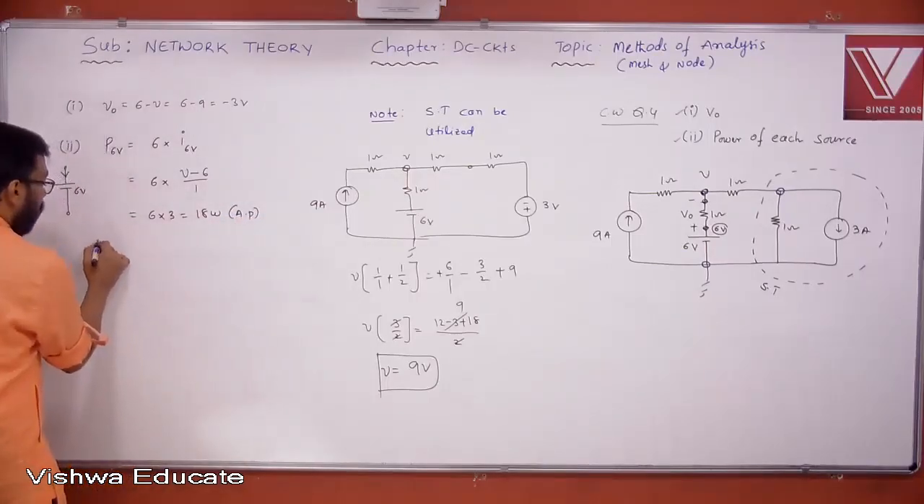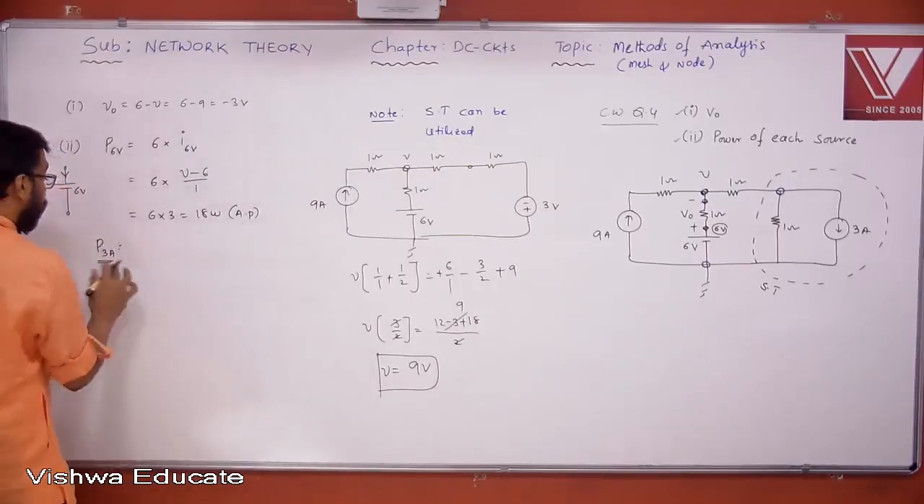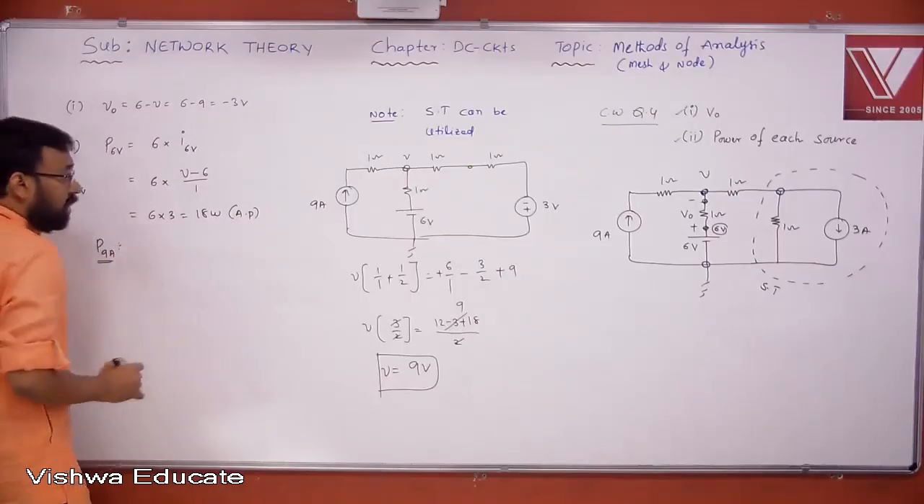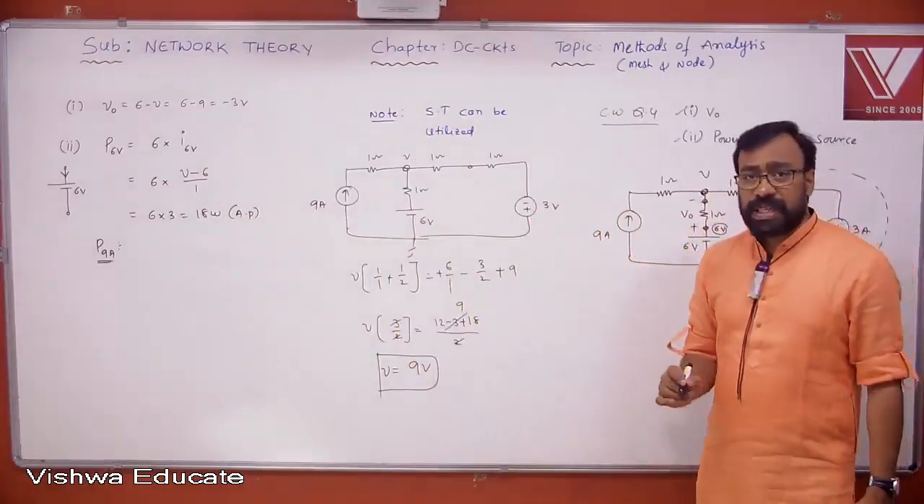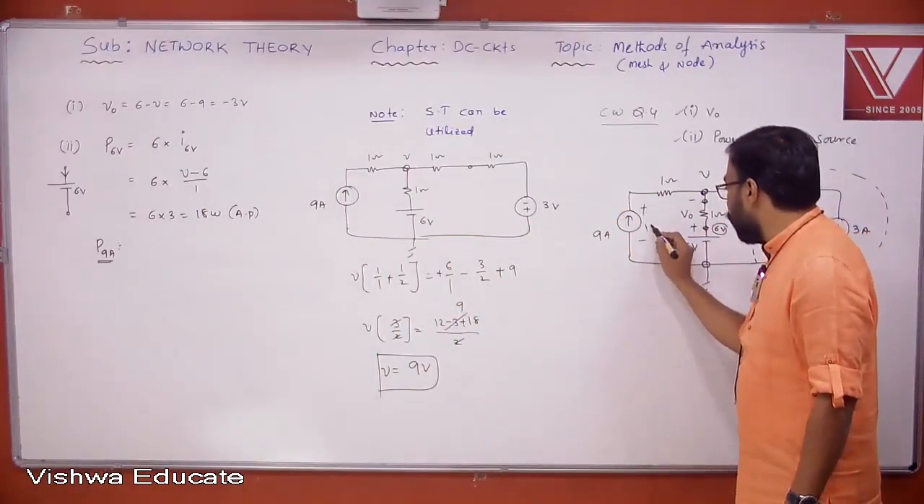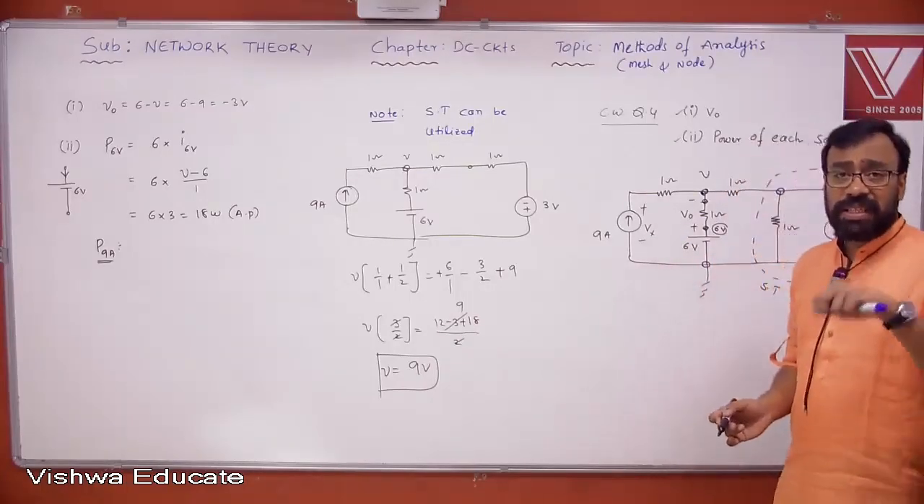Now, power of, what is that? 3 ampere. Power of 3 amp. First, let us see power of 9 ampere. Power of 9 ampere. To find the power of 9 ampere, you must know the voltage across it. Yes or no? You must know the voltage across it. Can I say the voltage across this one is some Vx? Yes or no? Nothing wrong in that assumption.